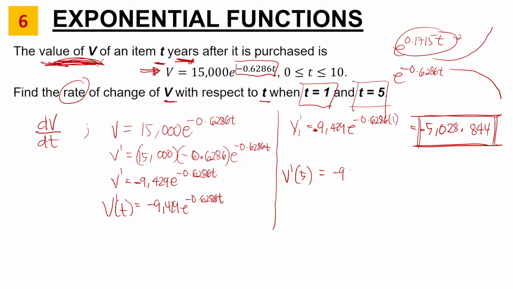So we have negative 9,429 times e raised to negative 0.6286 times 5. We have negative 406.891. The rate of change of value, this is the rate of change of the value with respect to time.